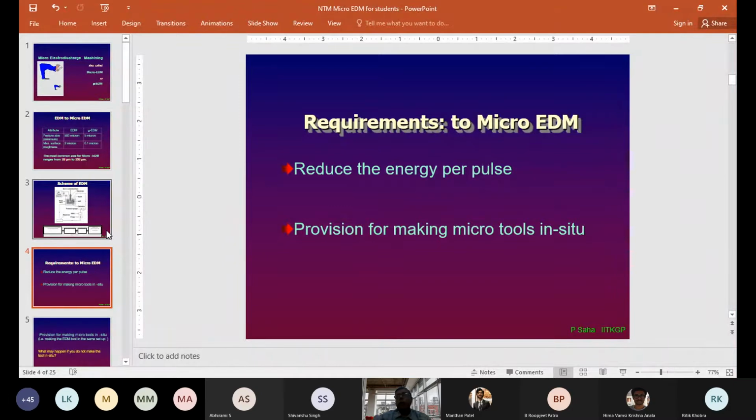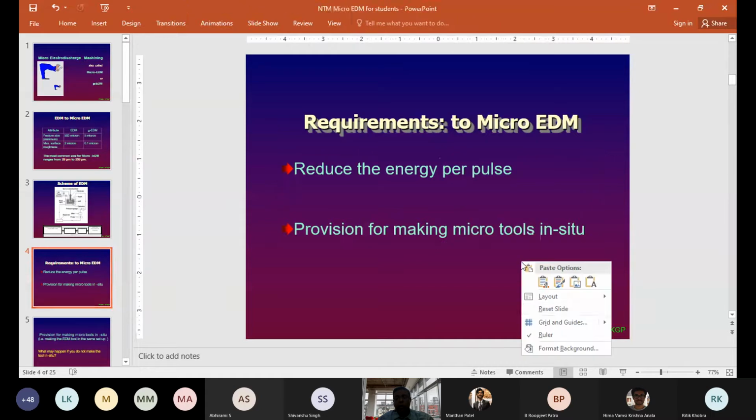And the second thing is this. There are different variants of electrodischarge machining. The most common is die sinking EDM, but we have also learned there could be wire cut EDM, drilling by EDM, and grinding by EDM. All of these can be extended to the micro domain also. But for that, we'll require some tools, which in this case will be micro tools.